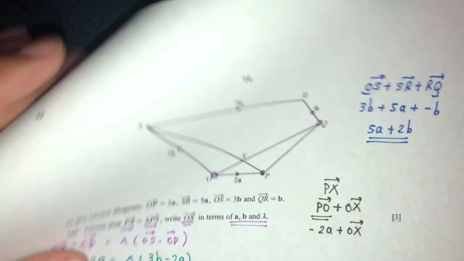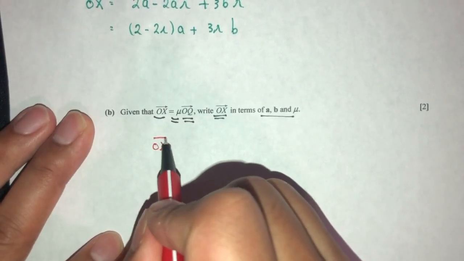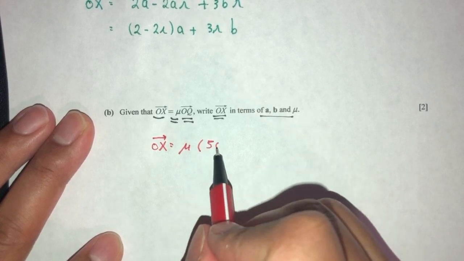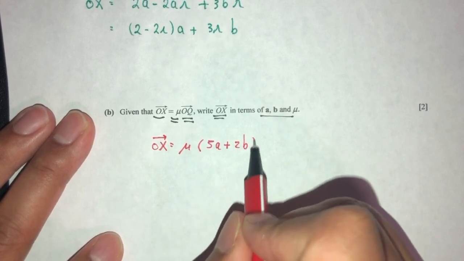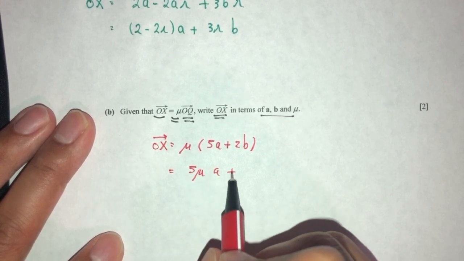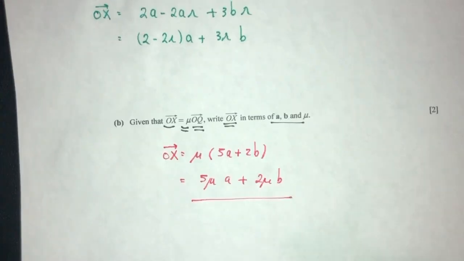Now, finally, let's replace. You will have the value of OX. Mu times OQ is mu times (5A plus 2B). Now, if you want to expand, no problem. That should be 5 mu A plus 2 mu B for the value of OX one more time. So once you have this, hence find the values of mu and lambda.